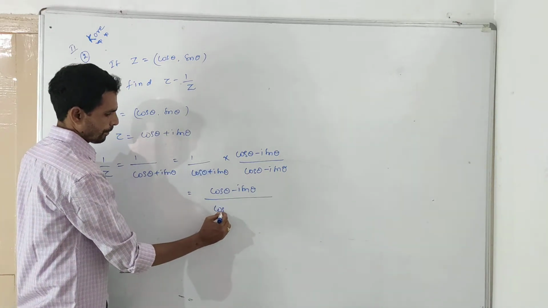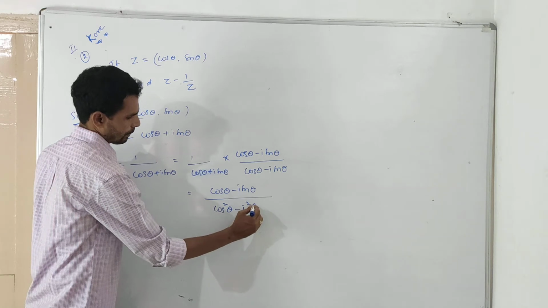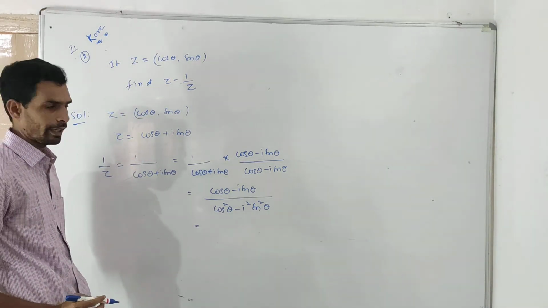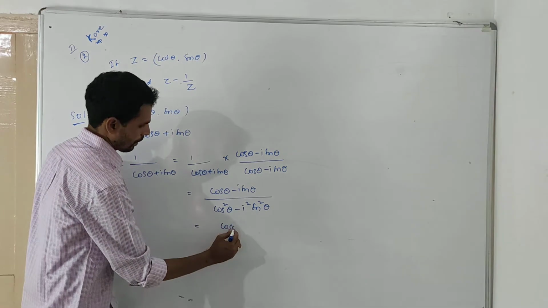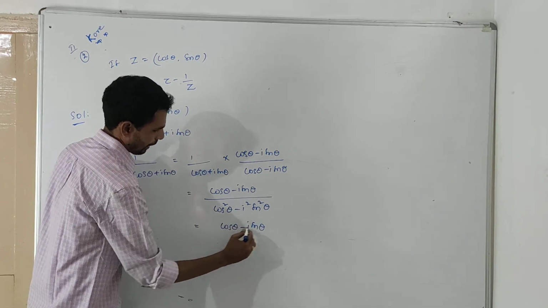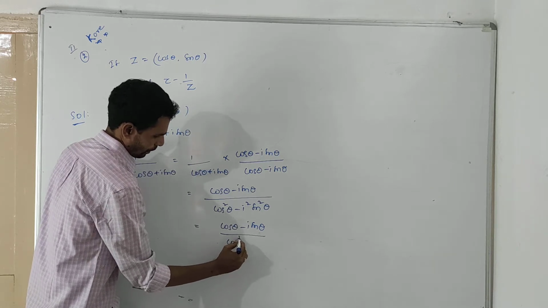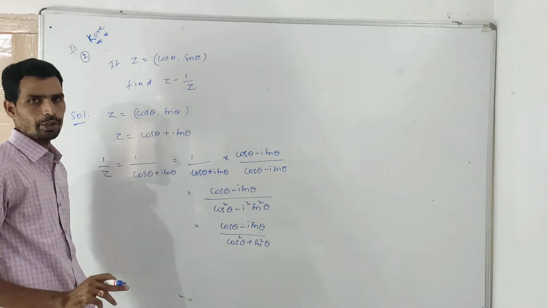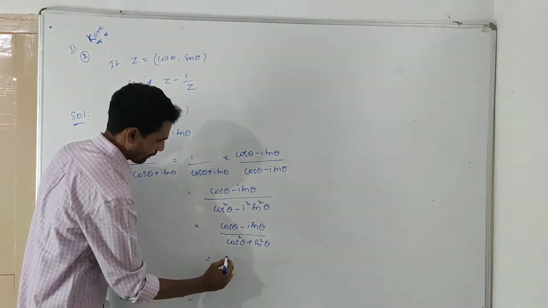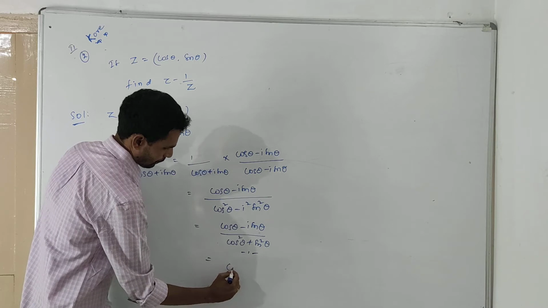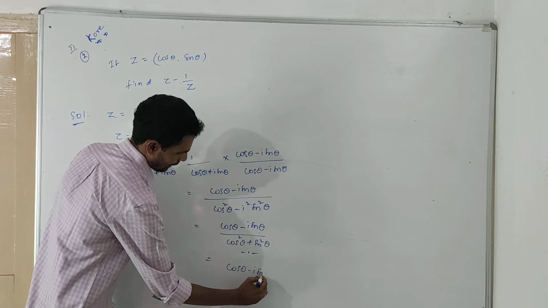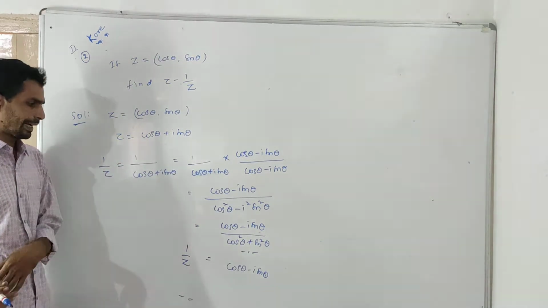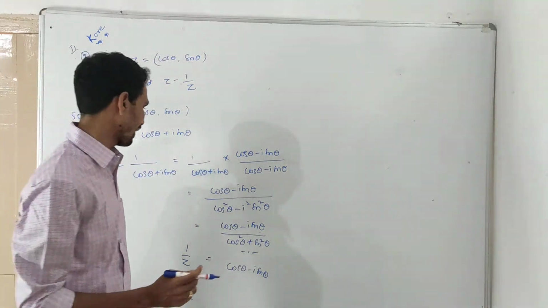A square value is cos square theta. B square value is I square sin square theta. But already we know I square value is minus 1. Indirectly, what will you get? Cos theta minus I sin theta by cos square theta plus sin square theta. Cos square theta plus sin square theta value you already know from the lower classes. So what do we get here? This value is 1. So cos theta minus I sin theta. Z is equal to cos theta plus I sin theta, and 1 by Z is equal to cos theta minus I sin theta.